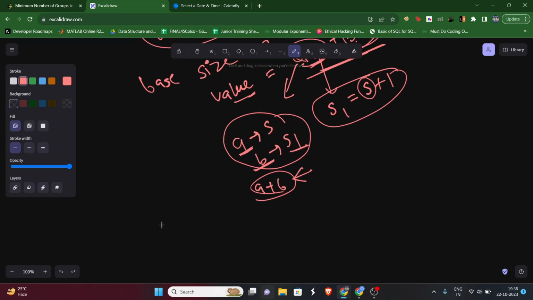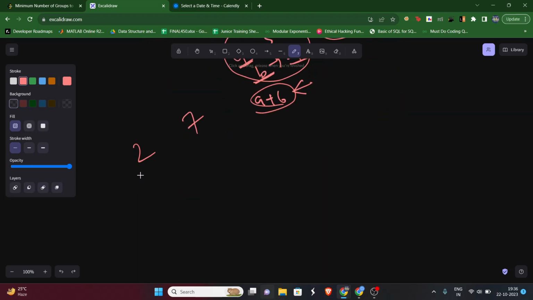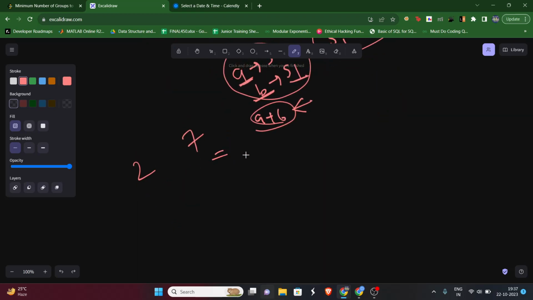Let's say we have two numbers, 2 and 7. If we want to make 17, then what can we do? I'm not able to find a perfect example, but let's say we put some value 3 over here and 2 over here. In this scenario, what will we get?